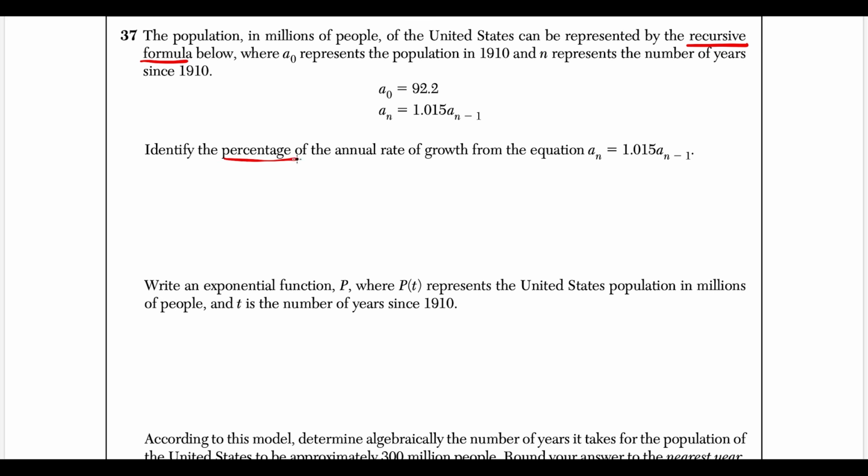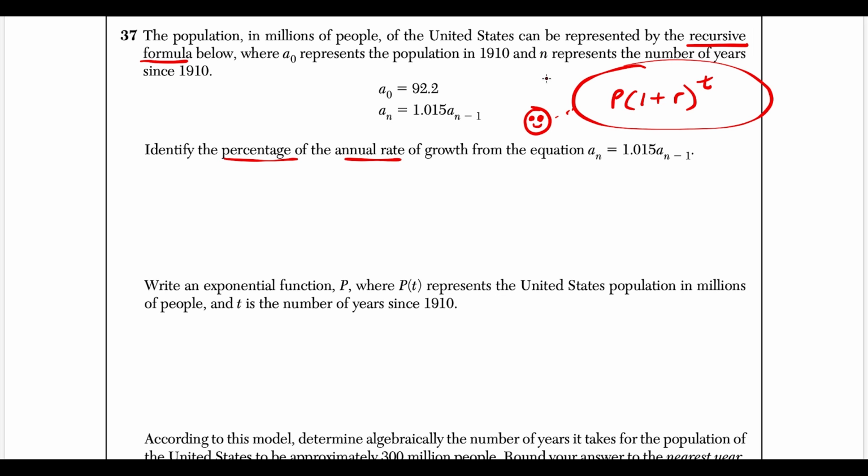Identify the percentage of the annual rate of growth from the equation, and we have A sub n equals this here. Now for this, it helps to come to the Regents with some background knowledge, and the background knowledge you need for something like this is I just think of this formula that we have the principal amount times 1 plus or minus the interest rate to the t power.